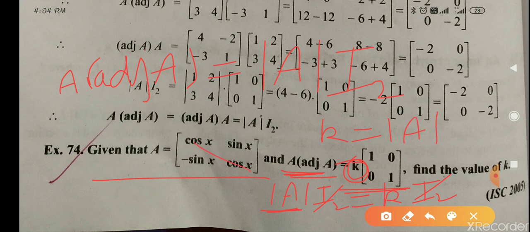So you find the determinant. Determinant will come cos square x plus sine square x, so it is coming 1. K equals 1. So like this you can solve, but you have to apply this property: A into adjoint A equals adjoint A into A equals determinant A I2.